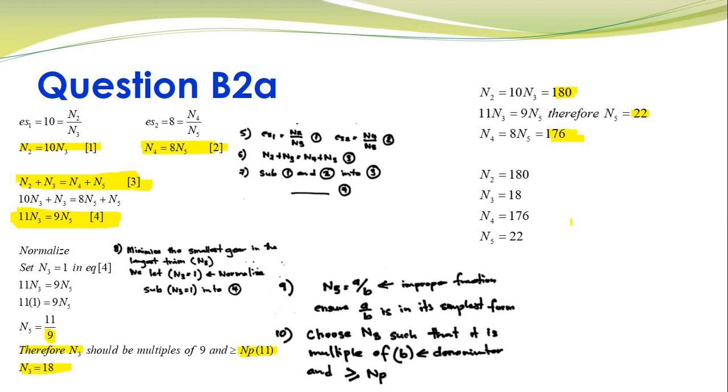So the final step that we need to look at is basically to verify whether our calculation is correct. So N2 plus N3 should be equal to N4 plus N5. So 180 plus 18 is 198, and 176 plus 22 is again 198. So this is how you verify that your solution was correct. So again, as long as you stick to the steps that we had looked at in our lectures, you should be able to handle this problem quite easily.